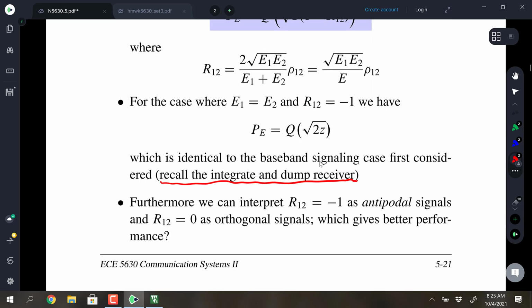So when E1 equals E2, then R12 equals -1 in the terminology of antipodal signals. So we get Q of the square root of 2Z, which is what we had before for the integrate and dump receiver.